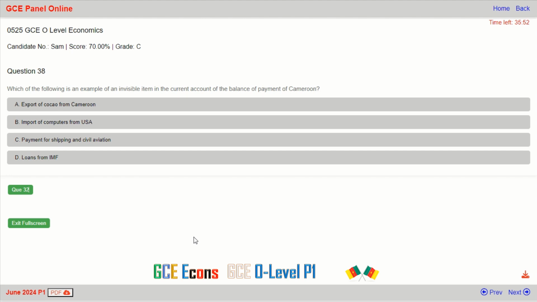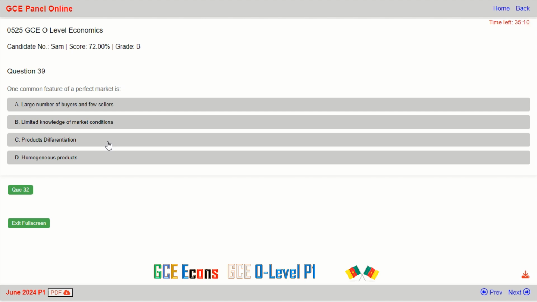Let us move to question 38. Which of the following is an example of an invisible item in the current account of the balance of payments in Cameroon? So we have export of cocoa from Cameroon. This is visible. Import of computers from USA. This is visible. Loans from IMF. This is visible. But payments for shipping and civil aviation. For shipping. So invisible. This is invisible, okay? Alright, so this particular one is invisible.